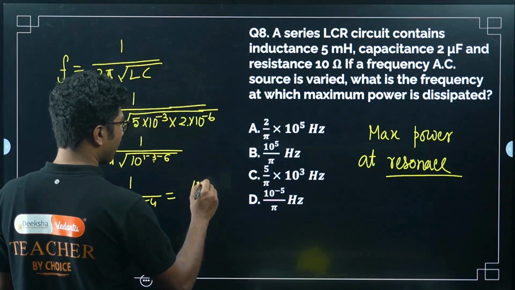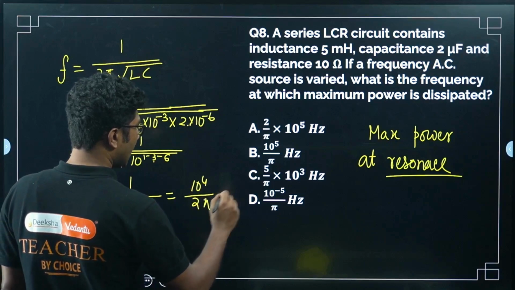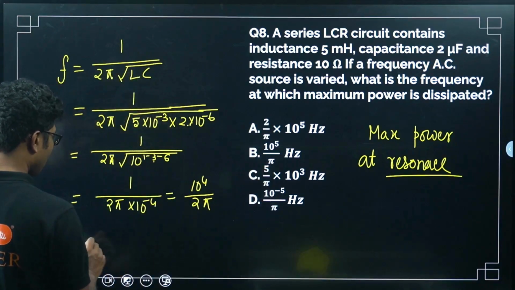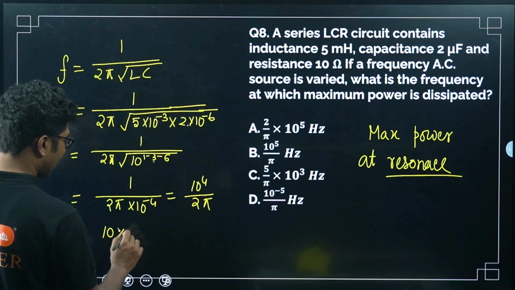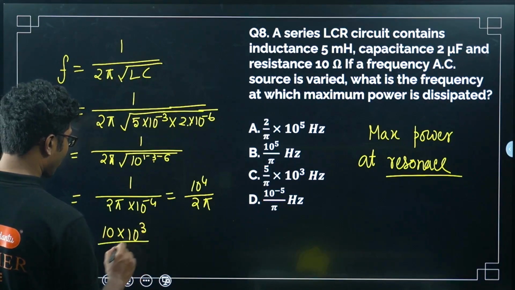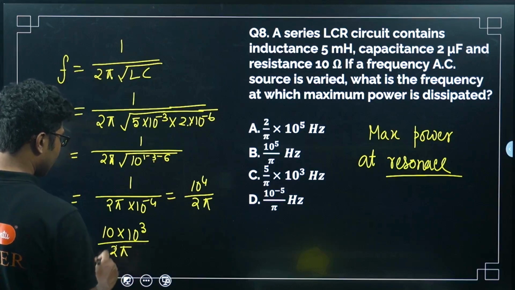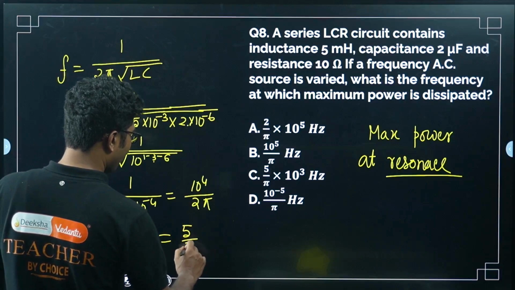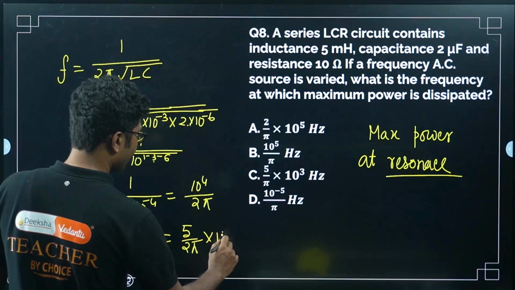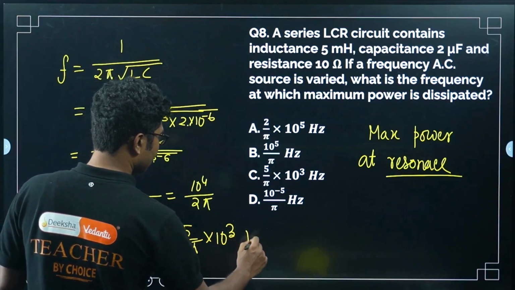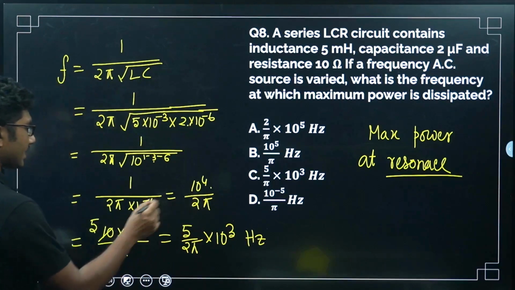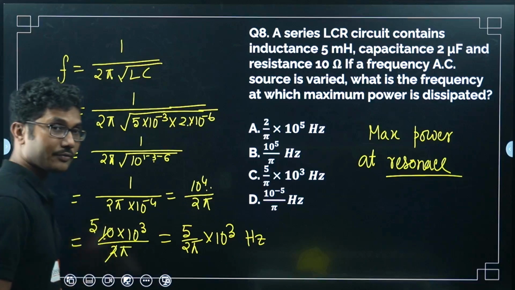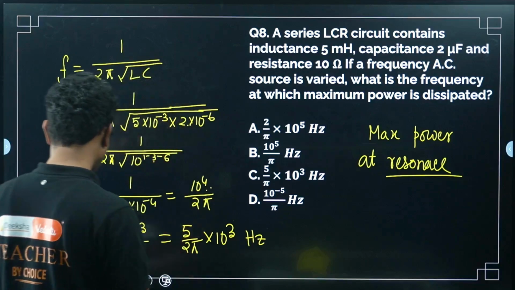Now it will be 10 to the power of 4 divided by 2 pi. Now if you check the options, 2 pi is not there anywhere in the denominator. In our last problem the option was given like that, but in this problem we have to simplify it a little bit more. So 5 by 2 pi times 10 to the power of 3 Hertz. I hope you have understood this step. 10 to the power of 4, we have broken down to 10 times 10 to the power of 3. So we have simplified it.